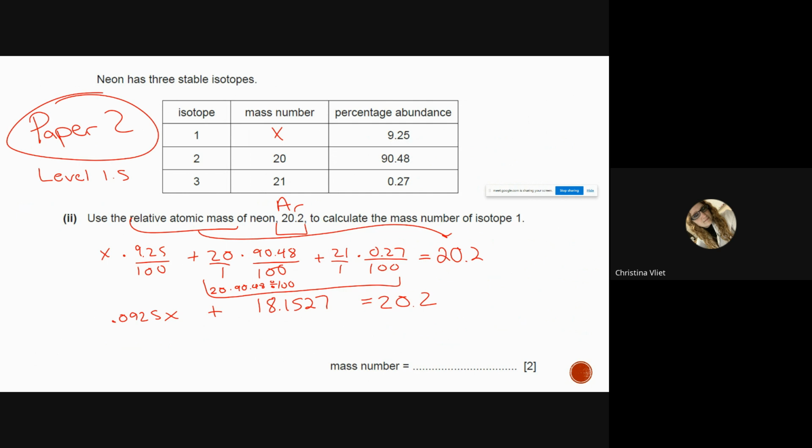Okay. Now to solve for x, I have to subtract 18.1527 from both sides. Yes, there's going to be numbers. I am so sorry, but we are in the numbers. It's just, they're decimal numbers. They're gross. 20.2 minus 18.1527 is 2.0473. Tell me if you understand that. 20.2 minus 18.1527 is 2.0473. Did you get that?